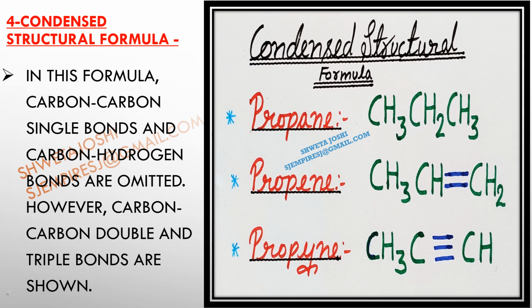Simply we are going to write down CH3, CH2, CH3 without showing single bonds between carbon or hydrogen atoms. In case of propene, since there is a double bond between carbon-carbon atoms, we are going to write down CH3, CH, double bond CH2. In case of propyne, we are going to write CH3, C, triple bond CH. So we are showing only double and triple bonds in case of condensed structural formula.